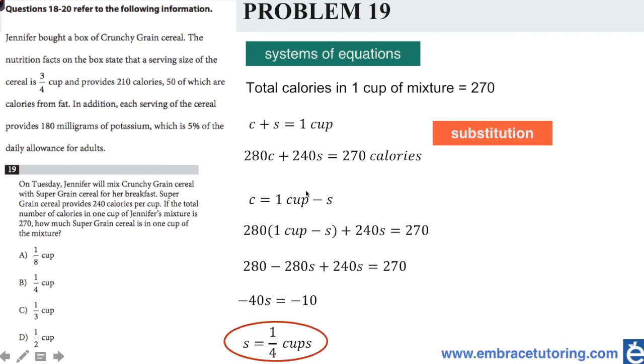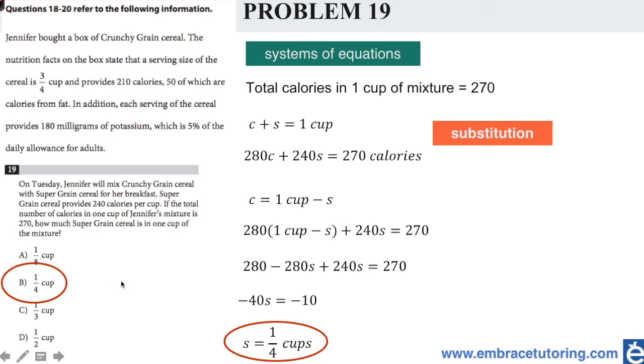So this should be my answer to the question. If they were ever to ask you how much crunchy grain cereal is going to be in this, you would simply plug this back in. And you know that S is going to be 1/4 cups, making crunchy grain cereal the other 3/4 of the mixture. So the mixture consists of 1/4 cups of super grain cereal and 3/4 cups of the crunchy grain cereal. But because the question once again is stating just for super grain, B is going to be my answer to number 19.